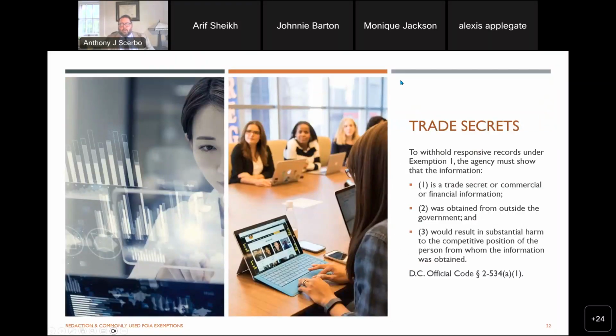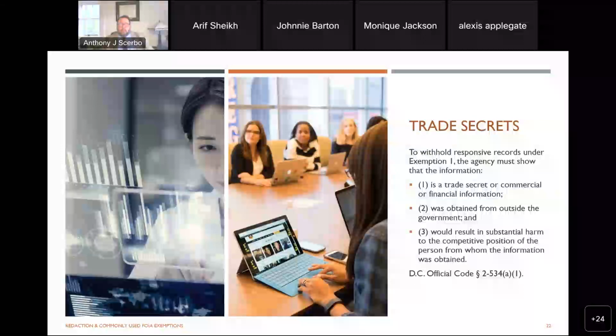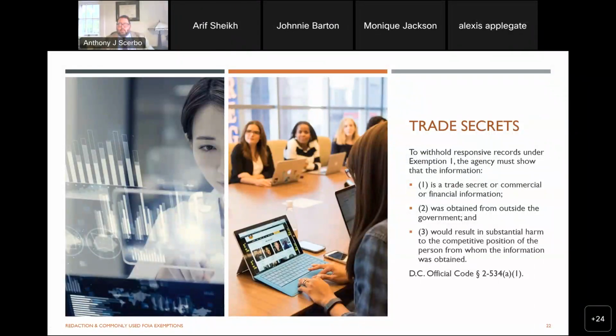So the first exemption, trade secrets. To withhold responsive records under Exemption 1, the agency has to show that the information, 1, is a trade secret or commercial or financial information, 2, was obtained from outside the government, and 3, would result in substantial harm to the competitive position of the person from whom the information was obtained. And that's in 2-534(a)(1).